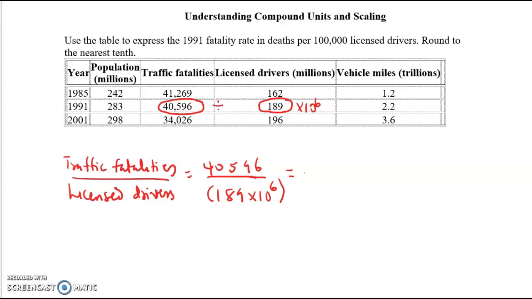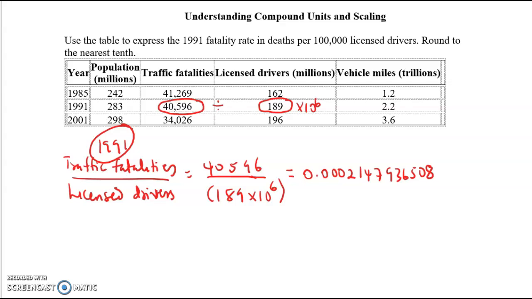So this gives you 0.0002147936508. What this value means in context is that there are about 0.0002147936508 traffic fatalities per licensed driver in 1991. And when a number is really small like this, scaling may be necessary for reasonable interpretation.